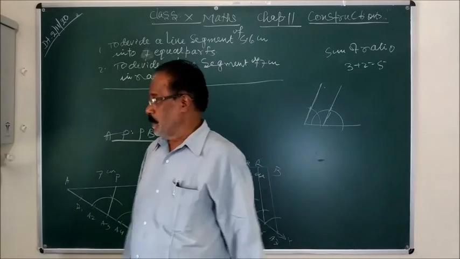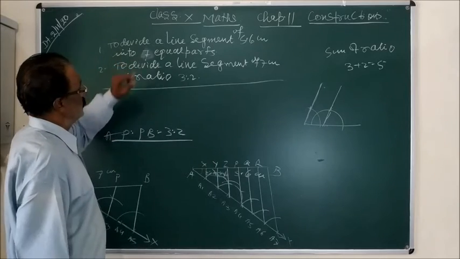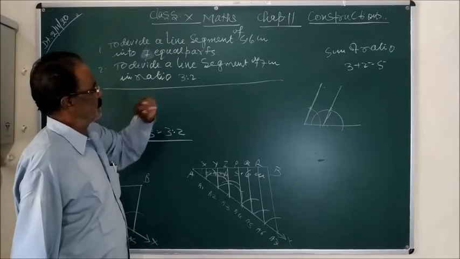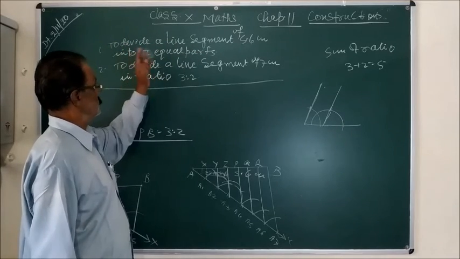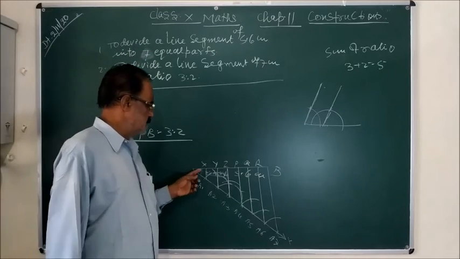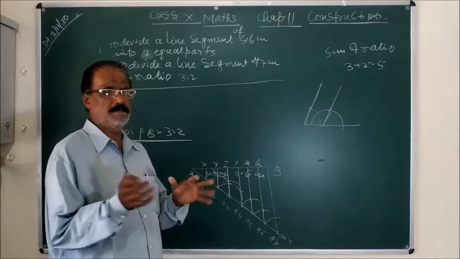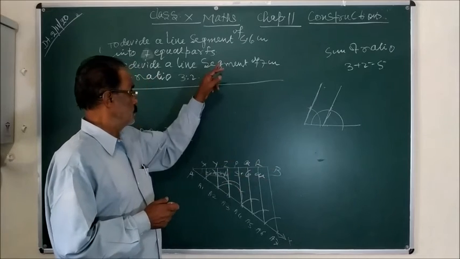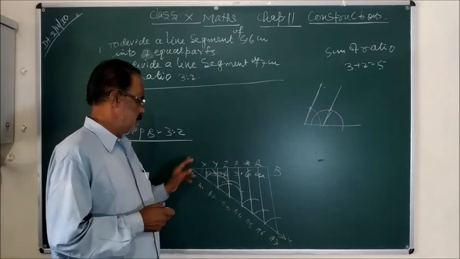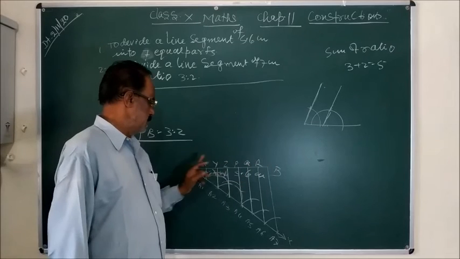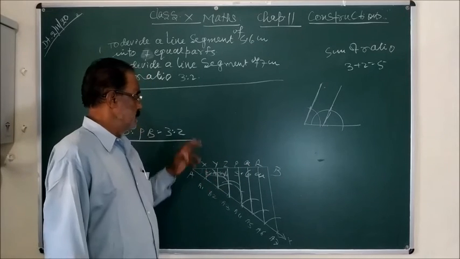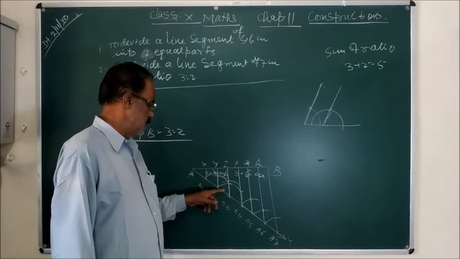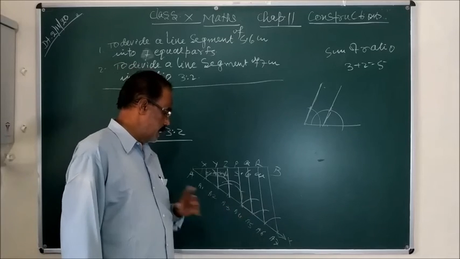I would like to remind once again, in very short, how will you do it. First is to divide a line segment of given measurement 5.6 cm into 7 equal parts, or 5 equal parts. Step of construction you have to mention. Step number 1, draw AB of 5.6 cm. Step number 2, we draw BAX, acute angle. Step number 3, we cut AA1 equal to A1A2 equal to A2A3 equal to A3A4 from AX.